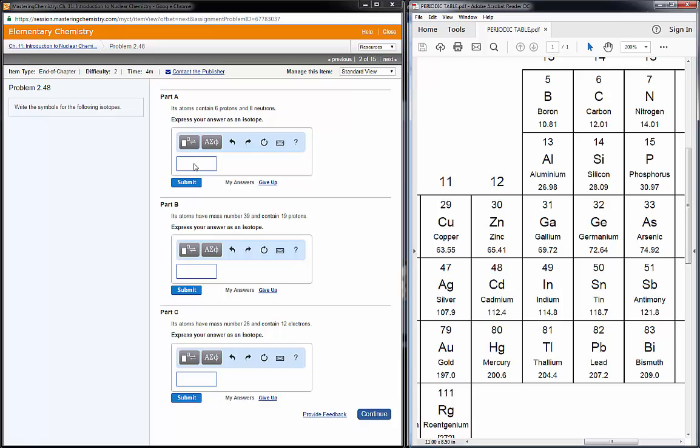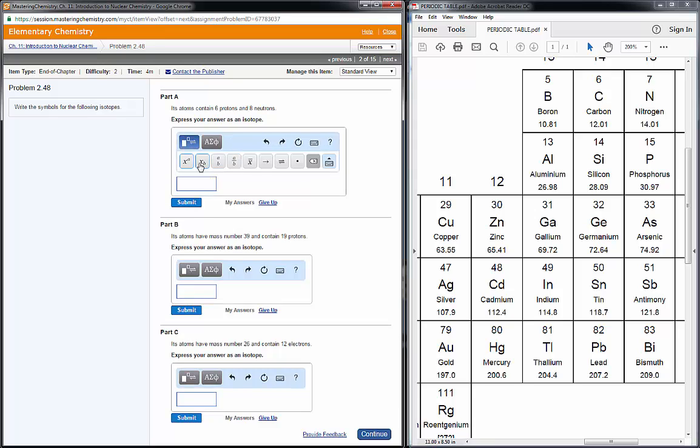And by definition, I have 6 protons. So here's my mass of 14 that goes on top. Atomic number of 6 that goes on bottom. And my symbol, capital C for carbon.